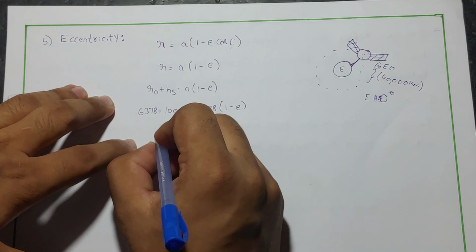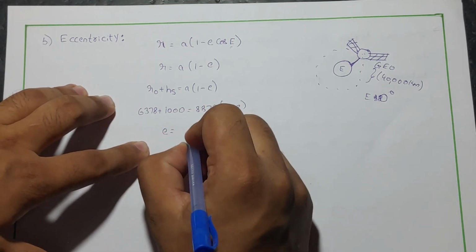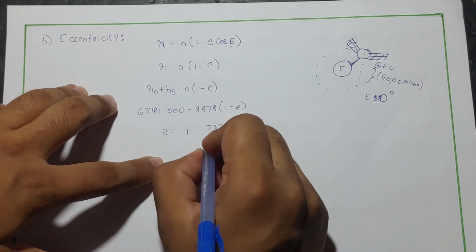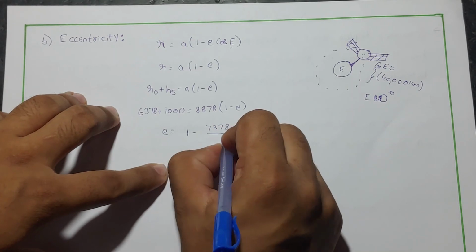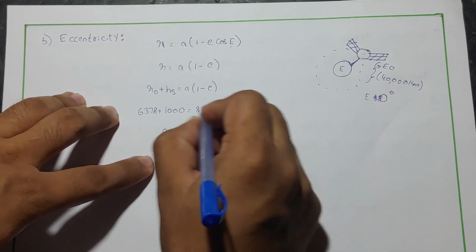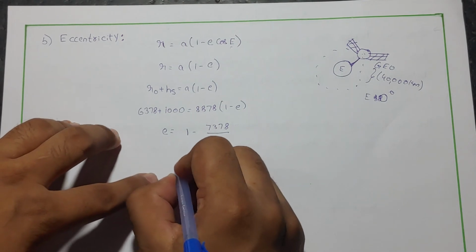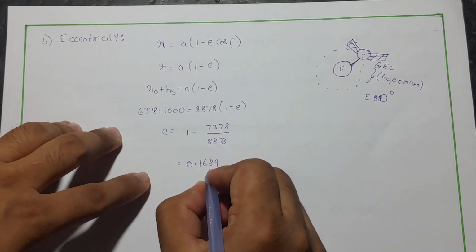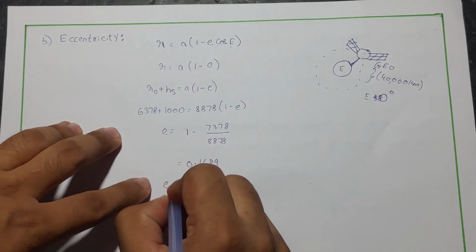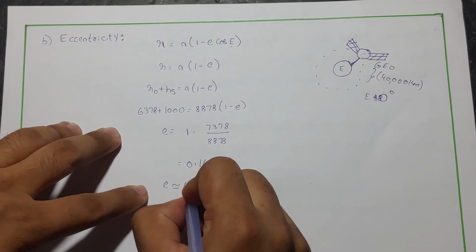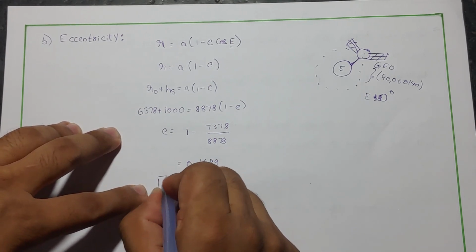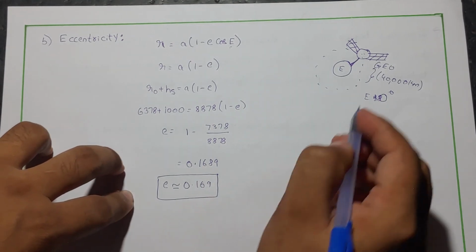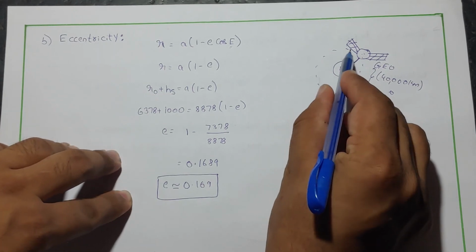So write this as e is equal to 1 minus 7378 divided by 8878. This gives a result of 0.1689. As the next digit is more than 5, we could round this to e is equal to 0.169. In this way you find out the eccentricity of an orbit of a satellite revolving in an orbit around the Earth.